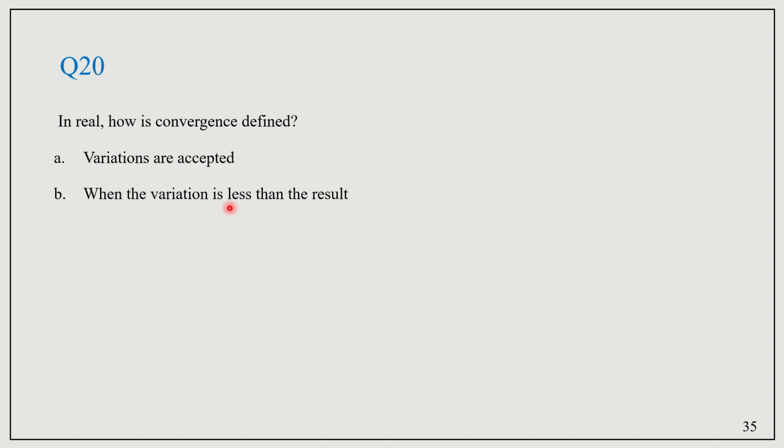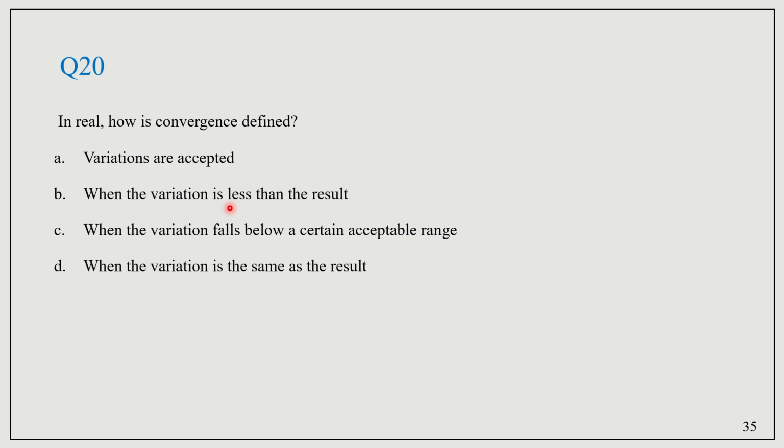Now moving on to question 20. In real, how is convergence defined? Option A, variations are accepted. Option B, when variation is less than the result. Option C, when variation falls below a certain acceptable range. Option D, when variation is the same as the result.